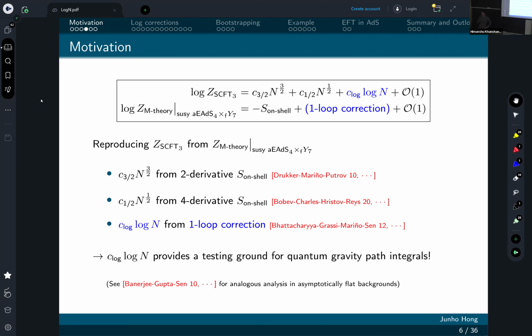And here I want to emphasize that this log N term is really crucial to prove the quantum nature of the gravitational path integral, because compared to the first two terms, which are just from classical interaction calculations, this log N term is from a one-loop calculation, which is a genuinely quantum calculation. This is why I want to focus on this log N term today. And I'm going to follow the framework of the work of Sen and collaborators about this log term. But this series of papers has been focused on asymptotically flat backgrounds. So I'm going to apply similar techniques to AdS4 correspondence.